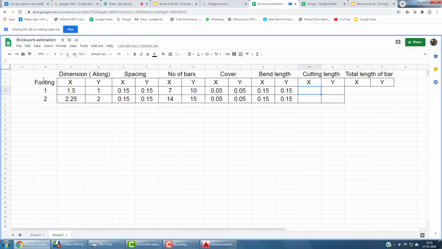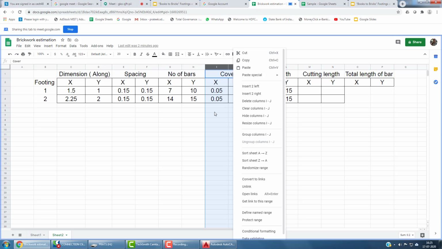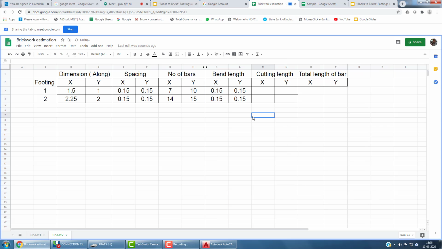So coming to the next part, cutting length. We have all understood what our cutting length is. You might be feeling many values have come up. These values are not actually required, meaning not that important. You can always assume. So what we will do is hide these values. Again, bend length, as I told you, 0.15 on each side. This is not actually so much required.